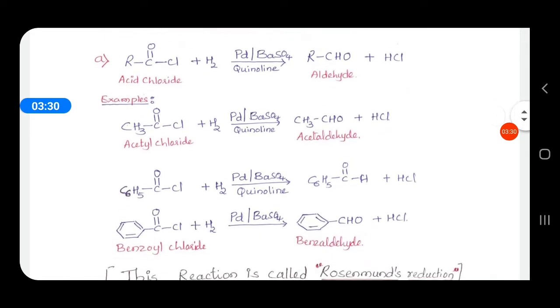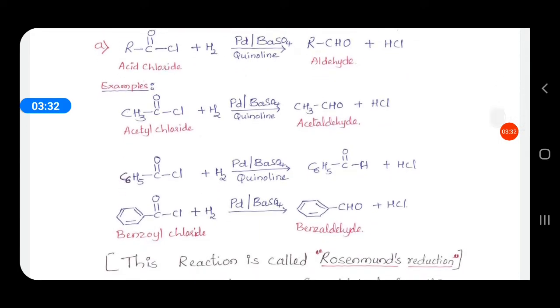So let us see examples. Acetyl chloride on reduction gives acetaldehyde. The number of carbons present in the parent compound remains the same in the aldehyde. In acetyl chloride, 2 carbons are there, and in the aldehyde also 2 carbons are present. So in this reaction, the number of carbons present in the parent compound is retained.